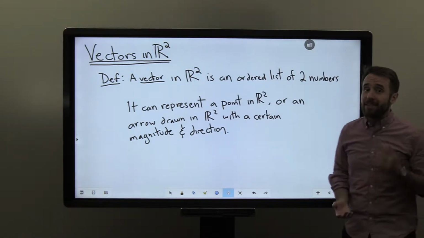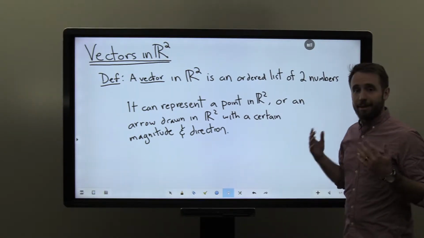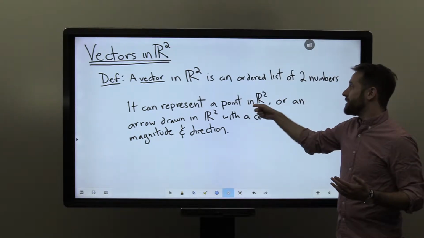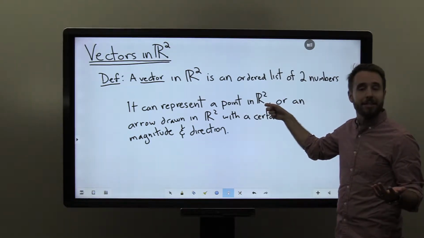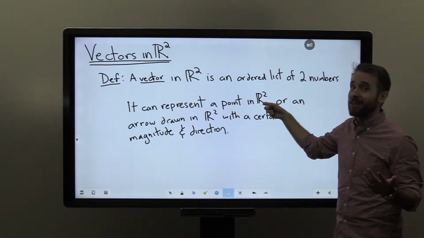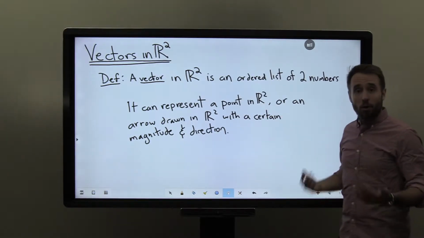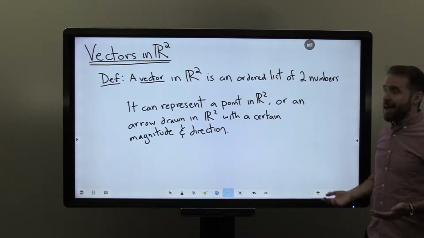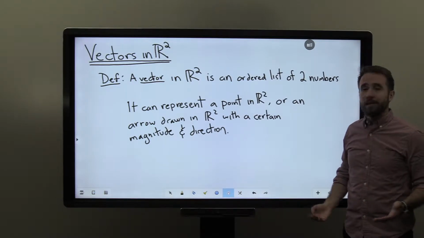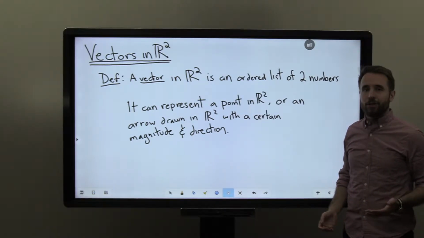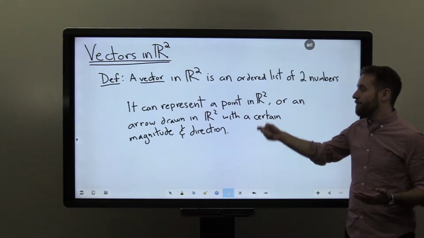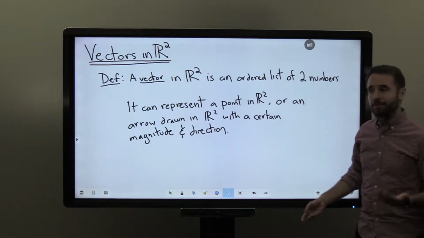Now there are many different ways to think about vectors, right? It can represent a point in R2. That's just our two-dimensional space or our xy plane. Or we can also think of it as an arrow drawn in R2 with a certain magnitude and direction. And we're going to talk about both of these interpretations in just a second.